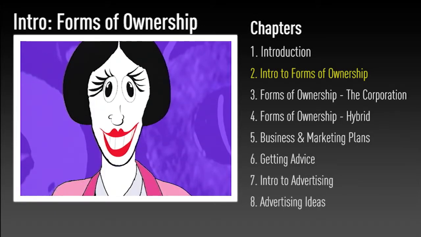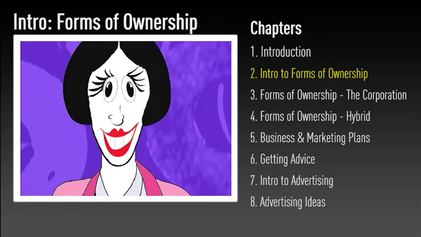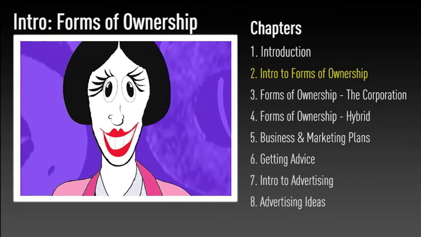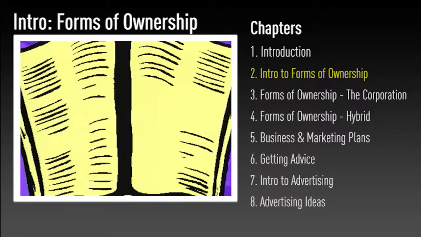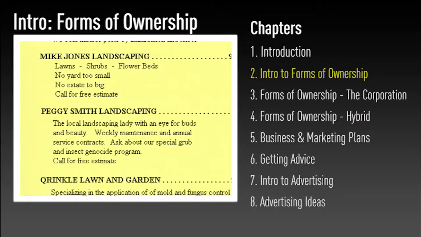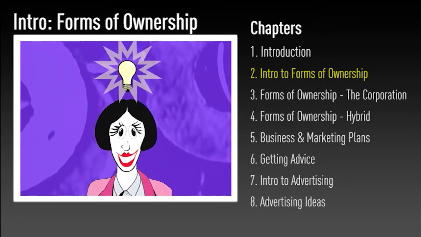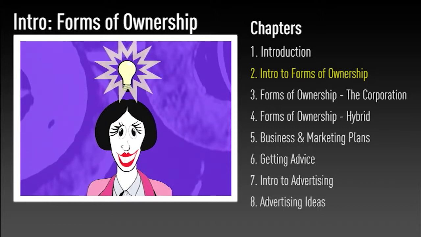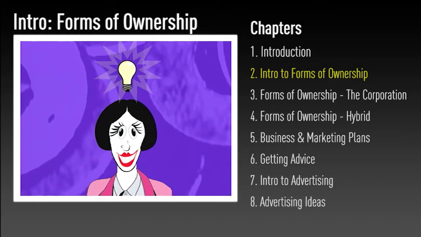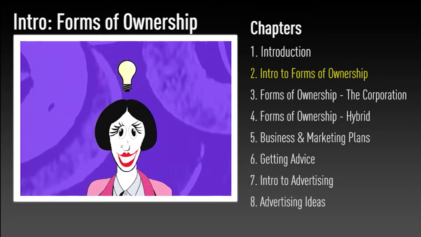Now another sole proprietor in town is Peggy Smith Landscaping. Peggy has a problem. Because Jones comes before Smith in the telephone book, Peggy feels that Mike gets called first on his Yellow Pages ad, so Mike is getting more new business than Peggy. Peggy learns that she can register a trade name. If she chooses a name that is alphabetically before Mike Jones, that will get her listed ahead of Mike in the Yellow Pages. Peggy decides to call herself A1 Landscaping.